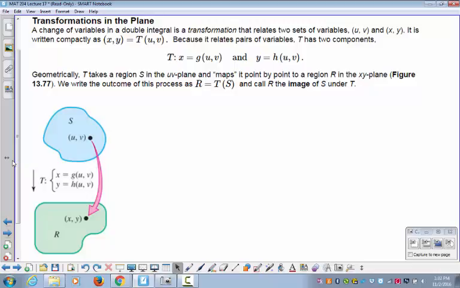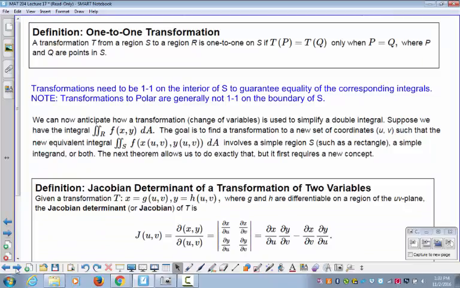Okay? So then, this should look like an example of the polar conversion, right? We let X equal r cosine theta, so we had a function of r and theta over here, and Y was r sine theta, so we had a function of r and theta on that one also. So that's a really good example to always go back to. Transformations from S to R need to be one-to-one on the inside. That's what I've put in blue here.